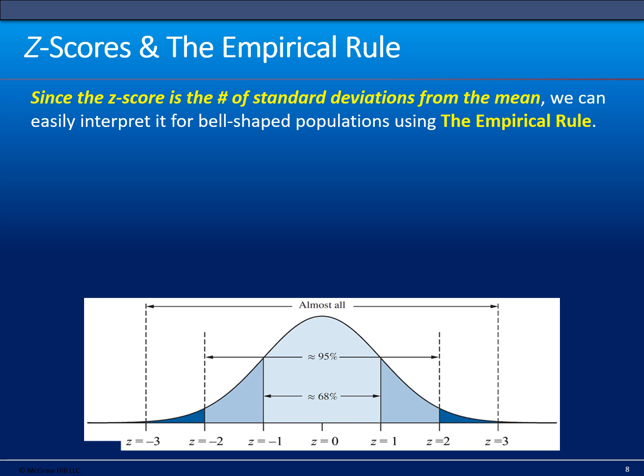Since the z-score is the number of standard deviations from the mean, we can easily interpret it for bell-shaped populations using the empirical rule. The diagram you see at the bottom is based on that empirical rule: 68% of the data is within one standard deviation, plus 1 or minus 1. 95% of the data is between z-scores of plus 2 and minus 2 standard deviations. And then 99.7%, or almost all, is within plus or minus 3. So you can see the z-scores really range from about -3 to +3, slightly more.